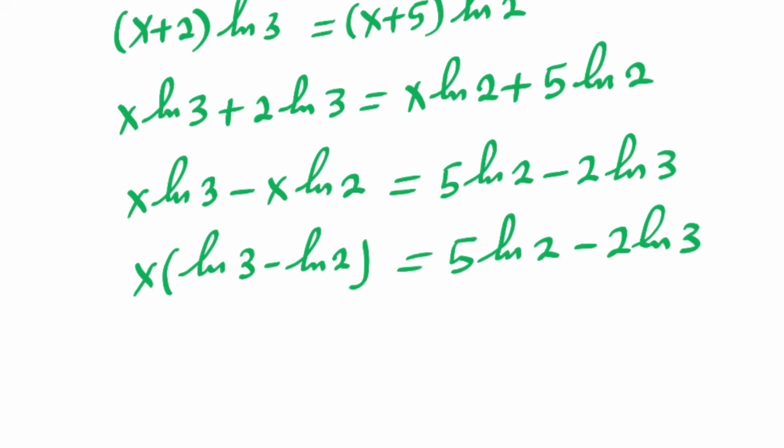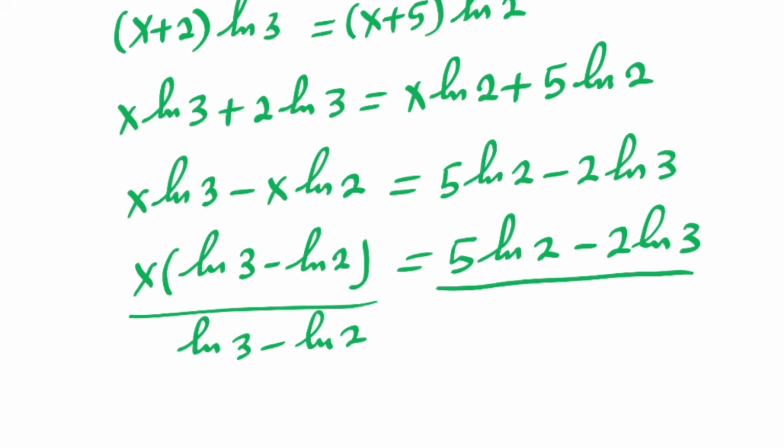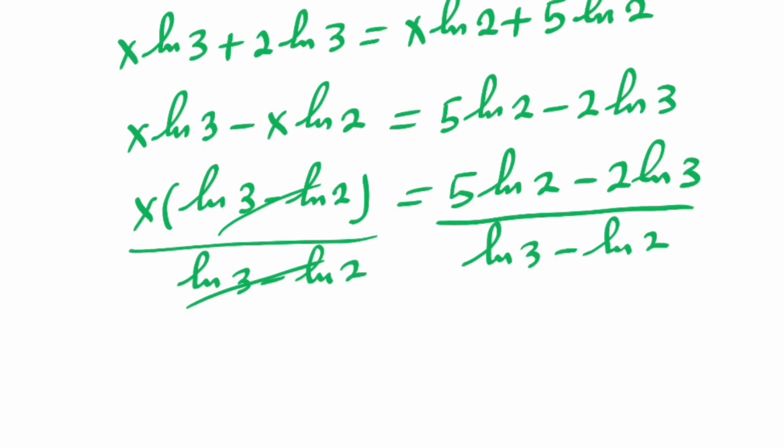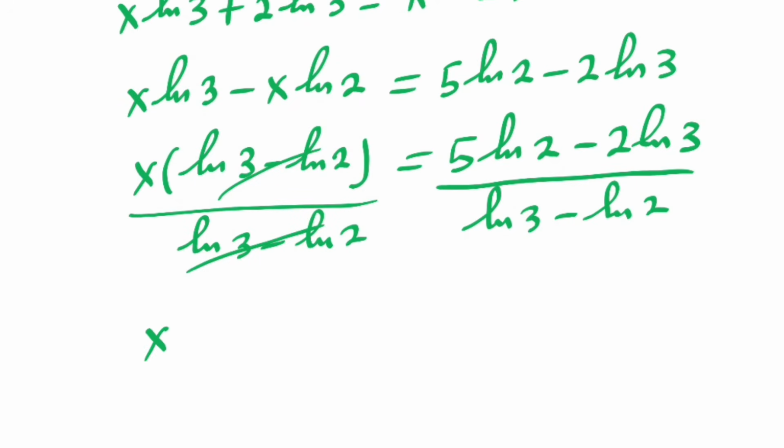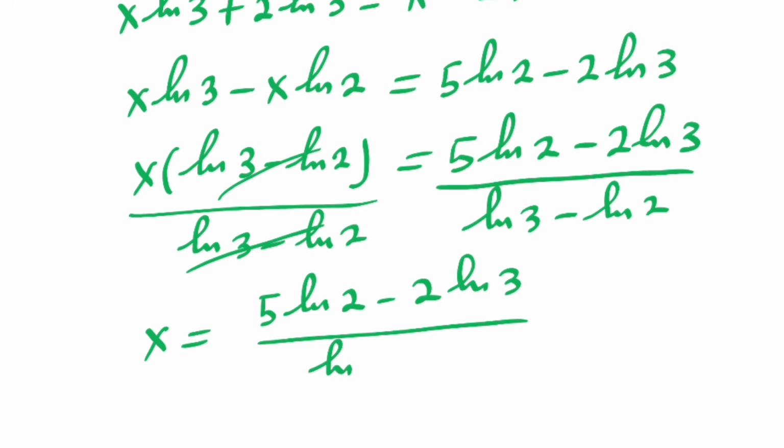We are looking for the value of x. Let's divide this by ln of 3 minus ln of 2 and also divide this by ln of 3 minus ln of 2. This cancels this. x is equal to 5 ln of 2 minus 2 ln of 3 over ln of 3 minus ln of 2.